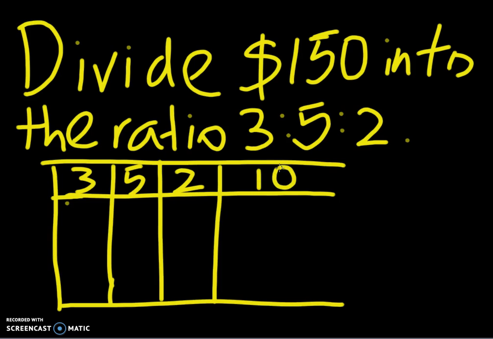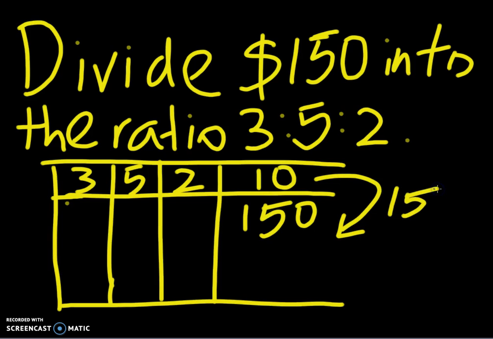Okay? We don't want 10. We don't want $10. We want $150. So we put $150 in the next column, and we calculate the relationship between 10 and 150. So we need to multiply 15 to get 150. So we multiply 15 to all these values over here.